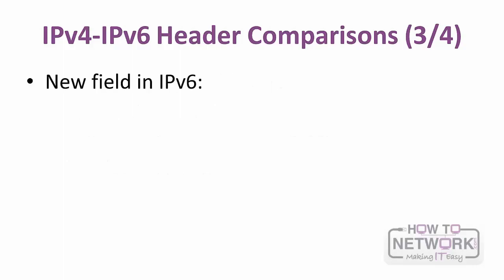The last difference in header comparison is a new field in IPv6. Flow label. This is used to tag a flow of IPv6 packets as a hint that these packets should stay on the same path.